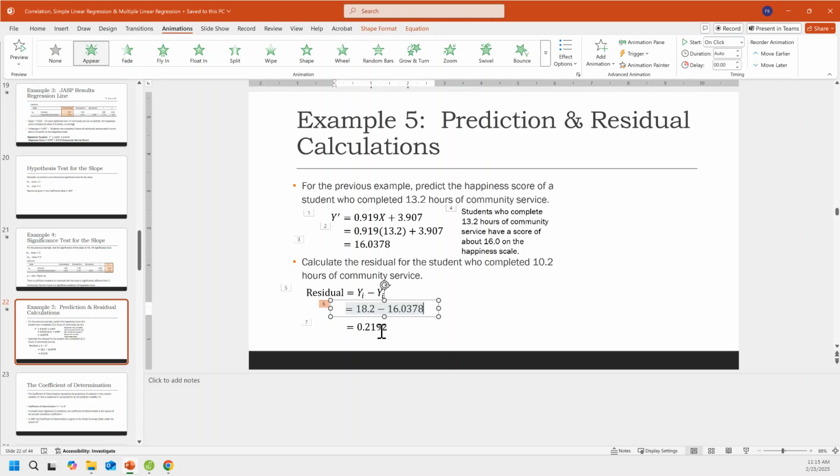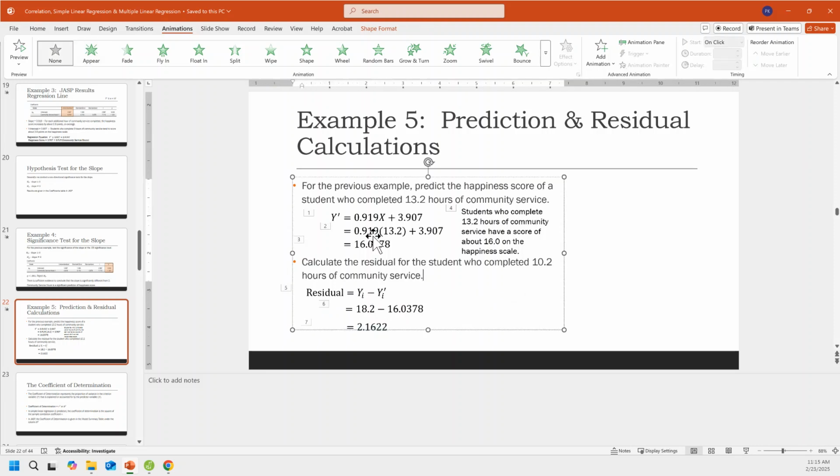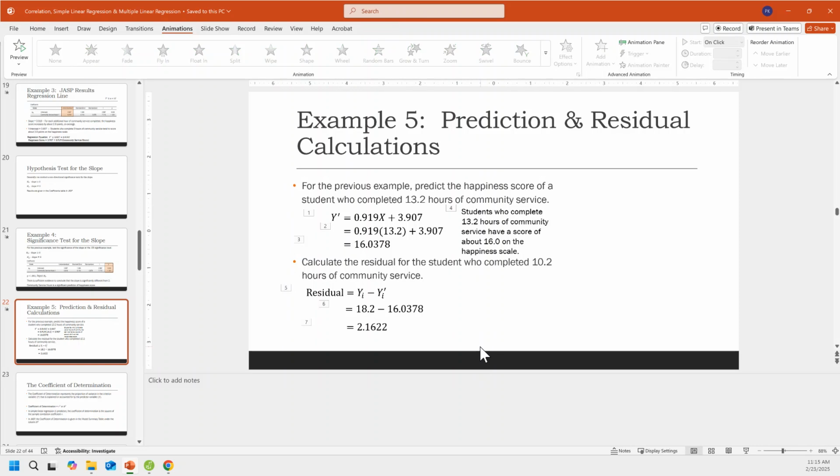If I do that calculation, my residual is 2.1622. Okay? So this prediction is 2.1622 units lower than the actual value that I observed in my data set. That's based off of this calculation here. All right, so I'm sorry about that. I had the wrong data set that I was comparing.